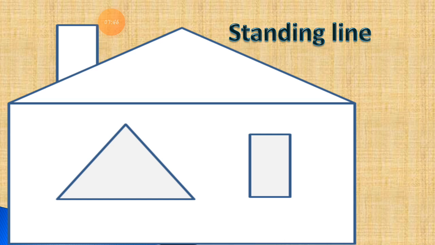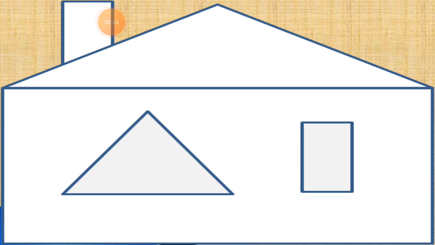So are you all ready, students, to learn about this lines worksheet? First of all, we are going to find the standing lines in the picture of the house, which is totally made with lines. 3 lines are there: standing line, sleeping line and slanting line. So you have to find them out. So let's start with the standing line.